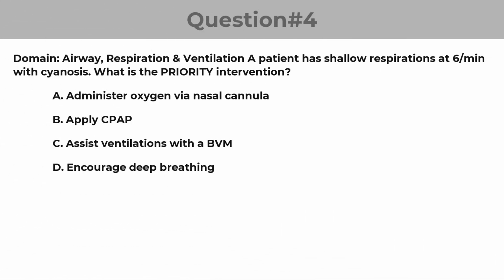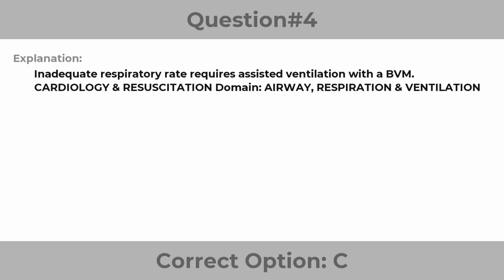Question 4. Domain: airway, respiration, and ventilation. A patient has shallow respirations at 6 per minute with cyanosis. What is the priority intervention? A. Administer oxygen via nasal cannula. B. Apply CPAP. C. Assist ventilations with a BVM. D. Encourage deep breathing. Correct answer, C. Explanation: inadequate respiratory rate requires assisted ventilation with a BVM.